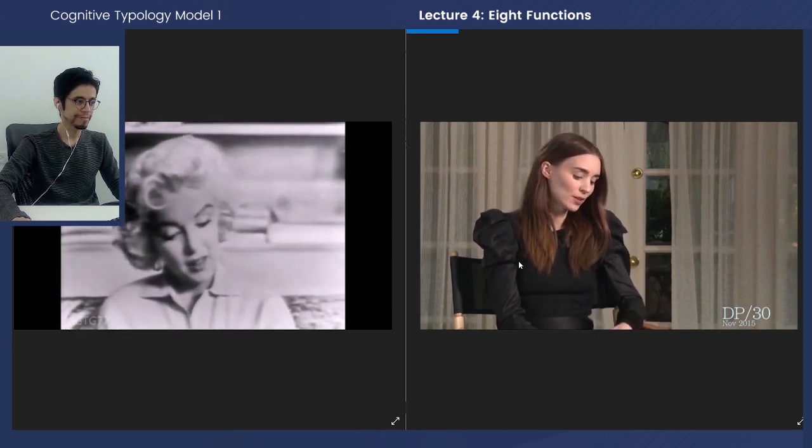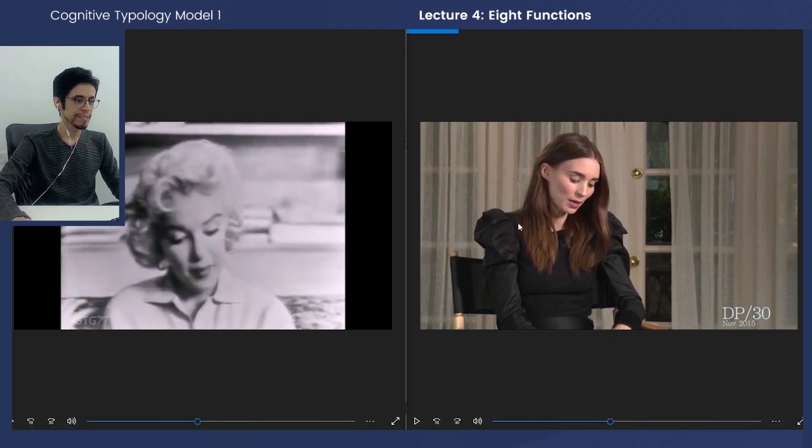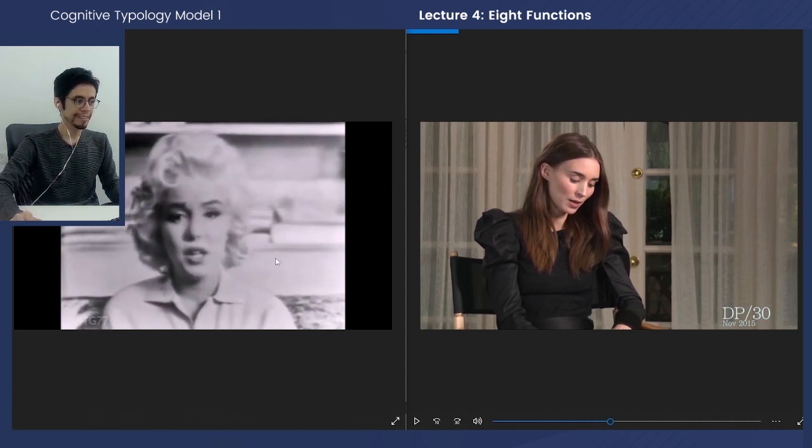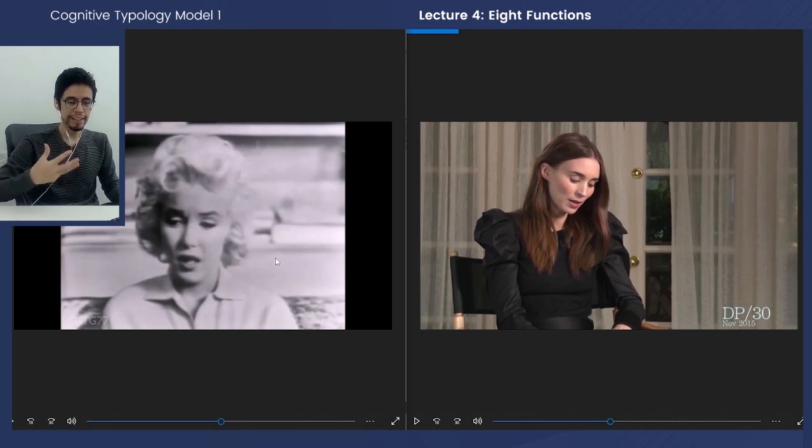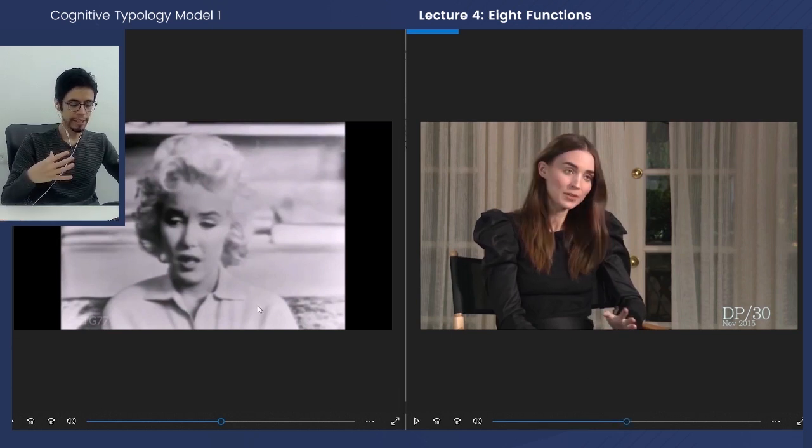So Rooney Mara is much more dry when it comes to her emotional energy, whereas Marilyn Monroe has this affect in her voice, this kind of soft gentleness, and Rooney Mara's voice is much more flat, but also her cheeks are much more flat, and her body overall isn't exuding very much emotional energy.